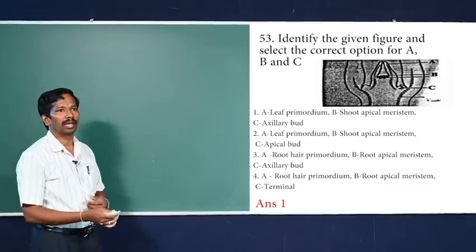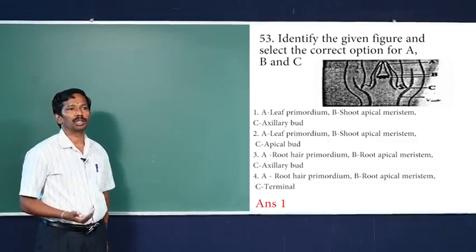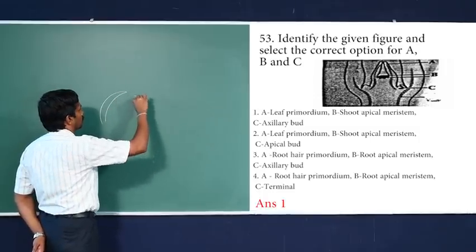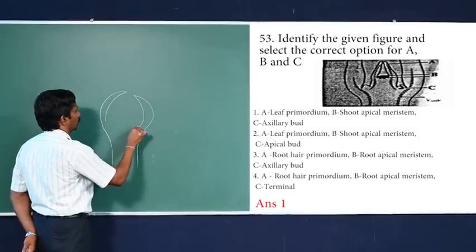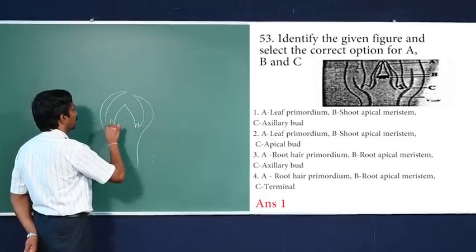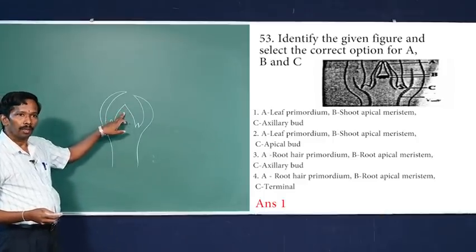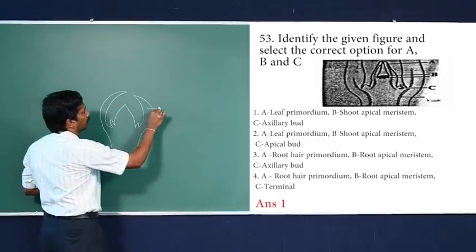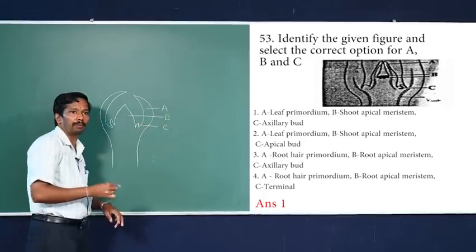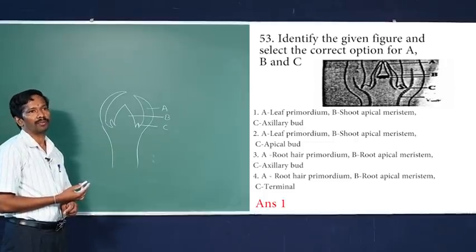Meristem textbook diagram. Options A, B, C have been given, so the answer is 1, that is A is leaf primordium, and here is the apical bud, and this will be representing the axillary bud. So A is leaf primordium, B is apical bud, and C is axillary bud. So the answer is option 1 for question number 53.